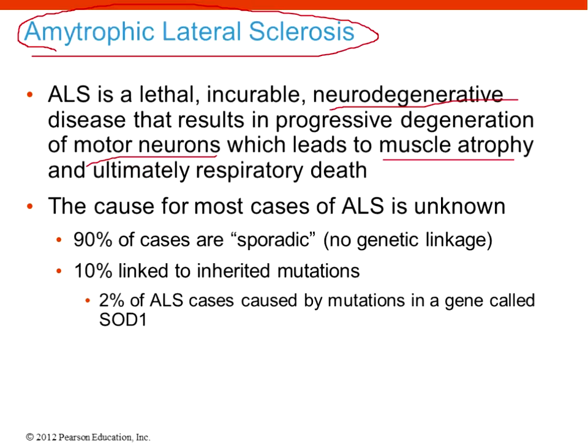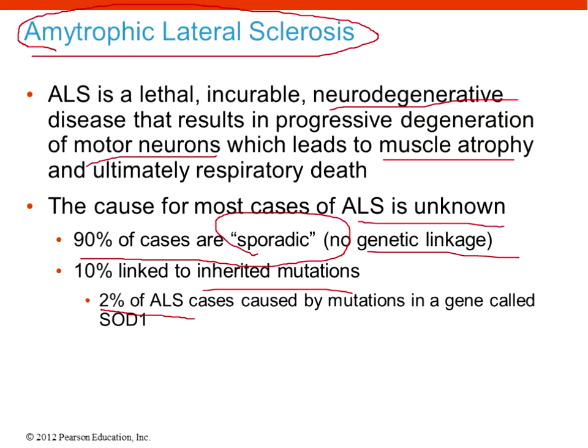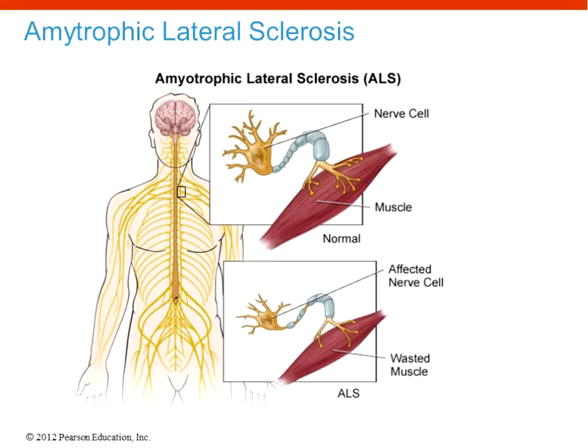The cause of most cases of ALS is unknown. Okay, 90% of these cases are sporadic, meaning they have no genetic linkage. 10% are linked to inherited mutations, and of that 10%, 2% are caused by mutations to a gene, SOD1 or 31. SOD1 is oftentimes studied quite a bit to try to give us clues to perhaps understanding what's happening in the 90% of these sporadic cases. But still, at this point, there isn't a lot of progress made on ALS.